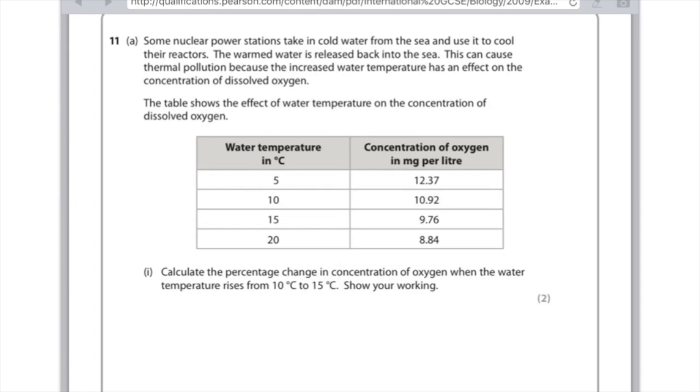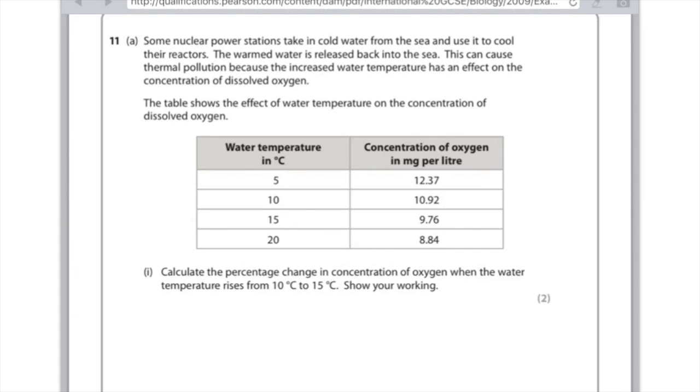Some nuclear power stations take in cold water from the sea and use it to cool their reactors. The warm water is released back into the sea. This can cause thermal pollution because the increased water temperature has an effect on the dissolved concentration of oxygen. Does that even make sense? This table shows the effect of water temperature on the concentration of dissolved oxygen. So at 5 degrees we've got 12.37, moving up to 20 degrees where we've got 8.84. So we can see that increasing the temperature reduces the concentration of oxygen.